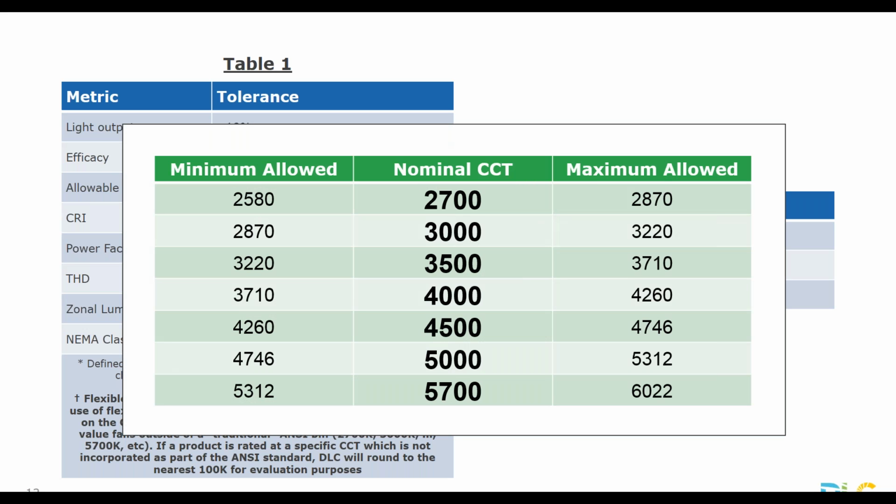In the center, you see the quote-unquote traditional ANSI bins. So if your product was listed on the QPL at, let's say, 3500 Kelvin, it has to test between 3220 and 3710, or perhaps, let's say it was 5000, it must test between 4746 Kelvin and 5312. The minimum and max, again, are all defined as part of the ANSI standard. Flexible binning is allowed to be used when the reported value on the QPL falls outside of one of the nominal CCTs you see in the middle. In those cases, we'll round the reported value to the nearest 100 Kelvin and follow what the standard prescribes from there.